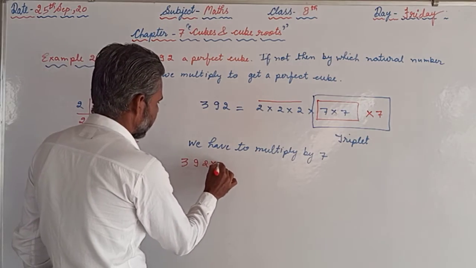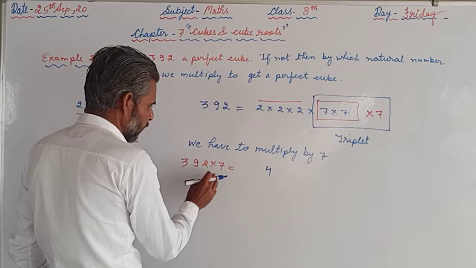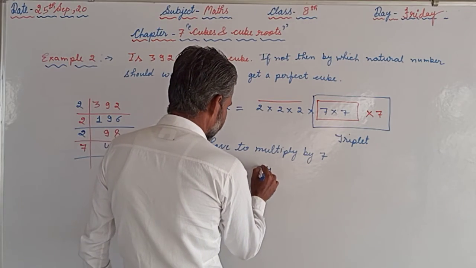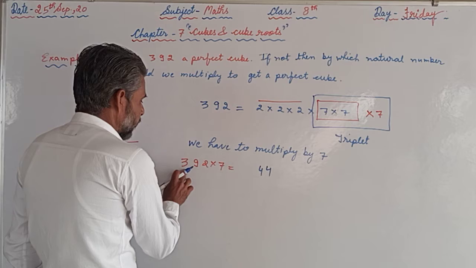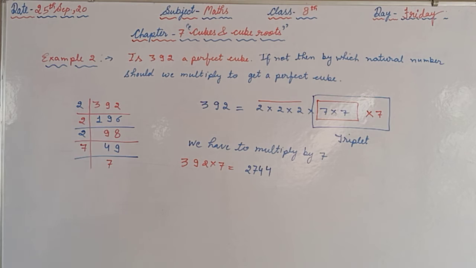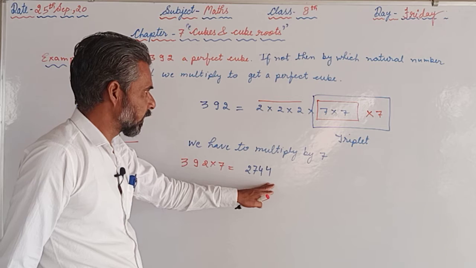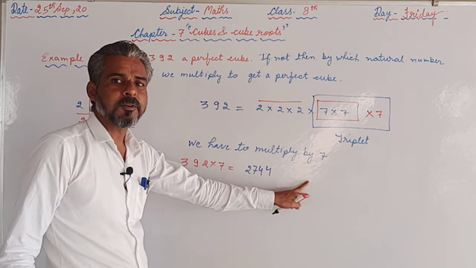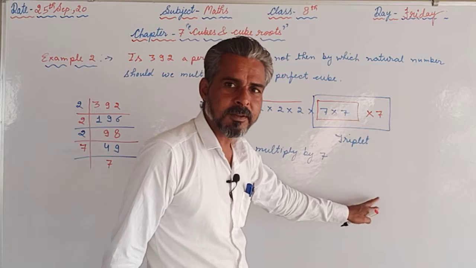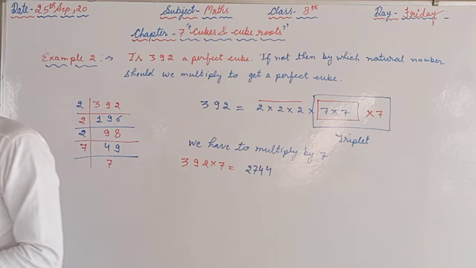And which number will we get after multiplying 392 by 7? The number will be 2744: 7 times 4 is 28, 7 times 9 is 63, 63 plus 2 is 65, and so on up to 2744, and that will be a perfect cube. If you find the prime factorization of 2744, that will be 2 into 2 into 2, one triplet of 2, and 7 into 7 into 7, one triplet of 7, and if the triplets are complete, then we can say the number is a perfect cube.